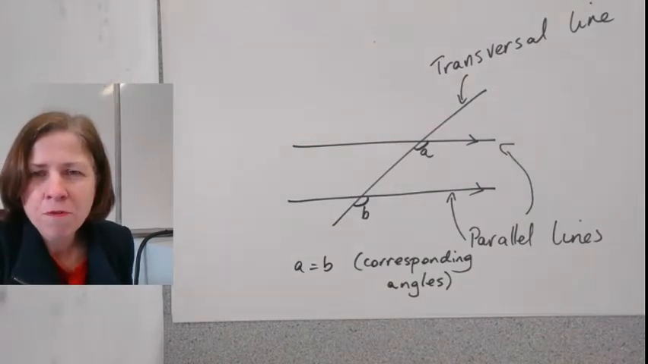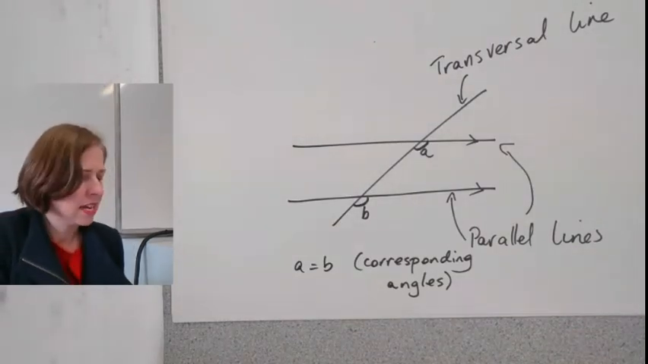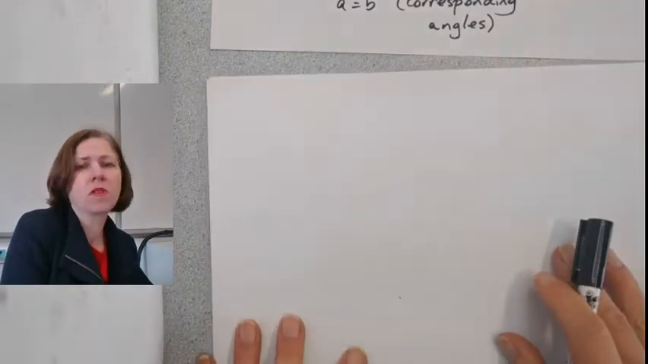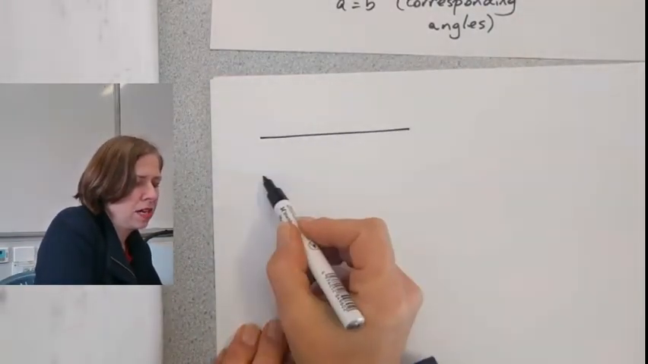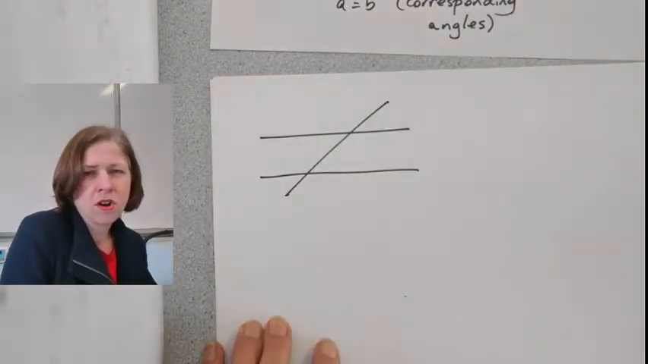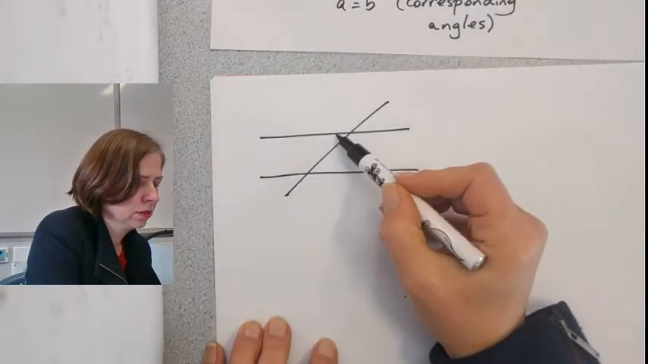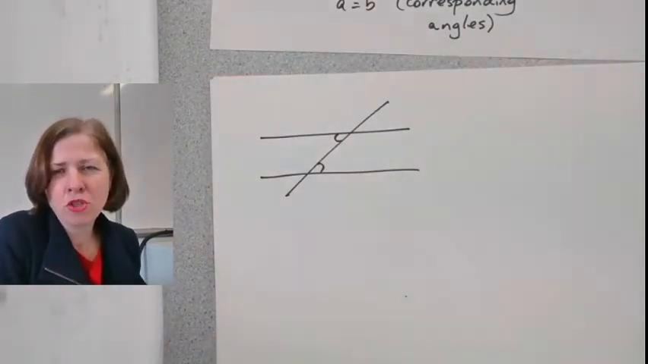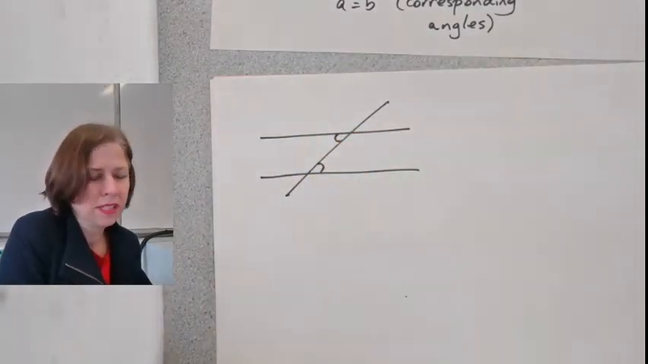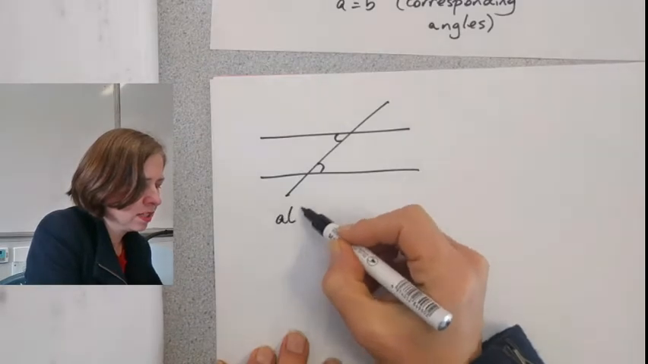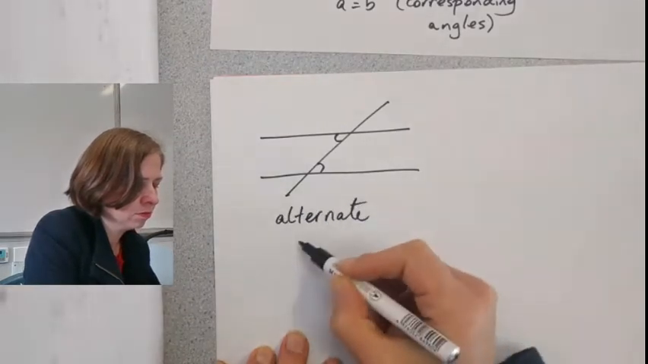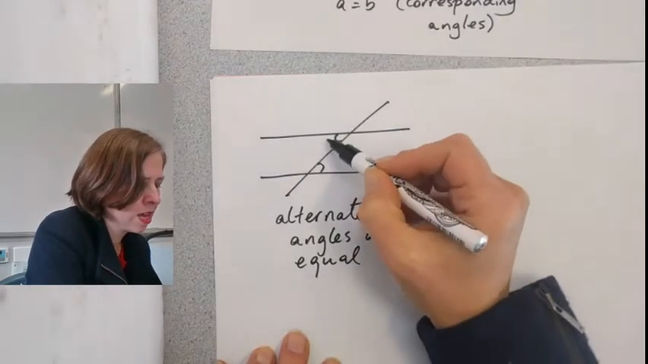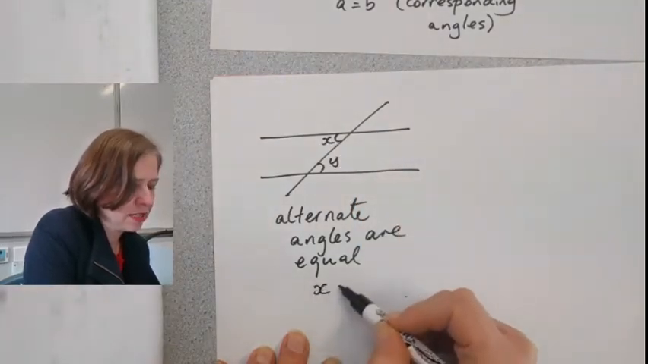Okay, there's another pair of angles that we know about here, and actually I'm going to draw a new diagram for this. There's my pair of parallel lines. There's my transversal. Remember the shape? Do you remember what those two are called? It makes a kind of a Z shape. They are called alternate angles, and they are also equal. So if I call that X and I call that Y, then X equals Y.